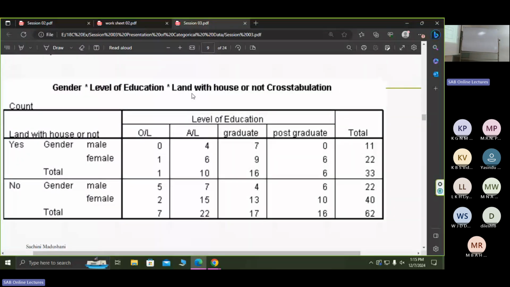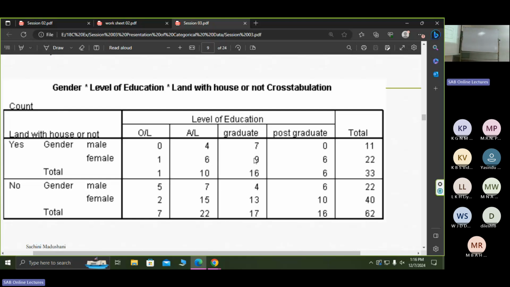Then what about this example? How many categorical variables are there? 3. Gender, level of education, and another one, land with a house or not. It consists of 3 categorical variables. Therefore, we can say this is a three-way table. Commonly, we can say these are contingency tables or cross tabulations. In this cross tabulation, it consists of 3 categorical variables, and therefore we can say it is a three-way table. Understood? Then in here, we interpret this result considering all three variables.